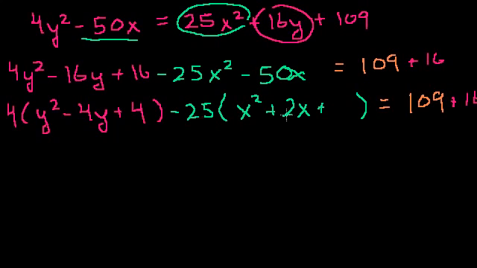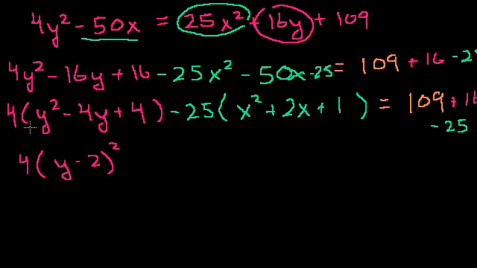Likewise, if we take half of this number here, half of 2 is 1. 1 squared is 1. We didn't add a 1 to the left-hand side of the equation. We added a 1 times minus 25. So you want to put a minus 25 here, and likewise you do a minus 25 over here. And now what does this become? The y terms become 4 times y minus 2 squared. You might want to review factoring a polynomial if you found that step a little confusing.